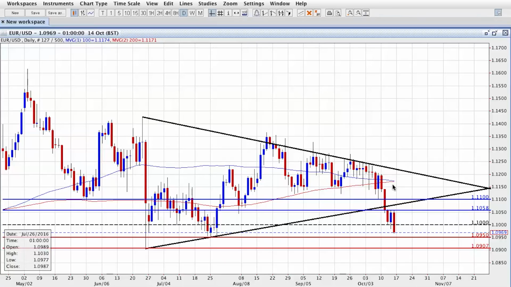So really a pivotal week for the euro dollar, and I think really the crucial levels will be the psychological 111, the 110 and the 109 to keep your eyes on.